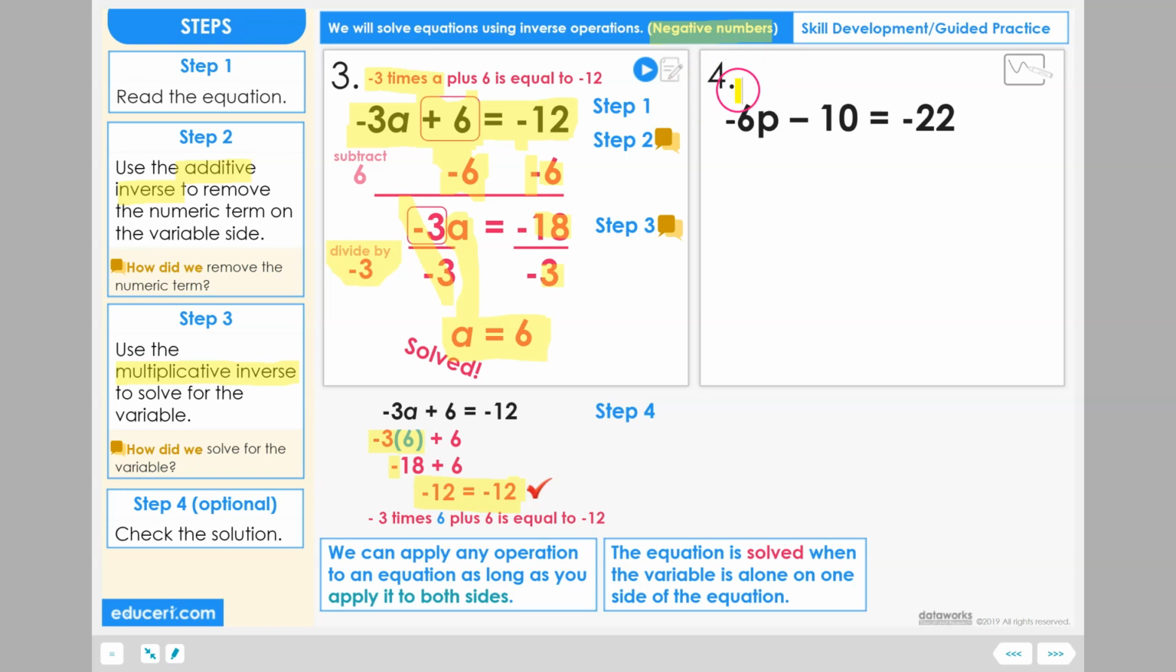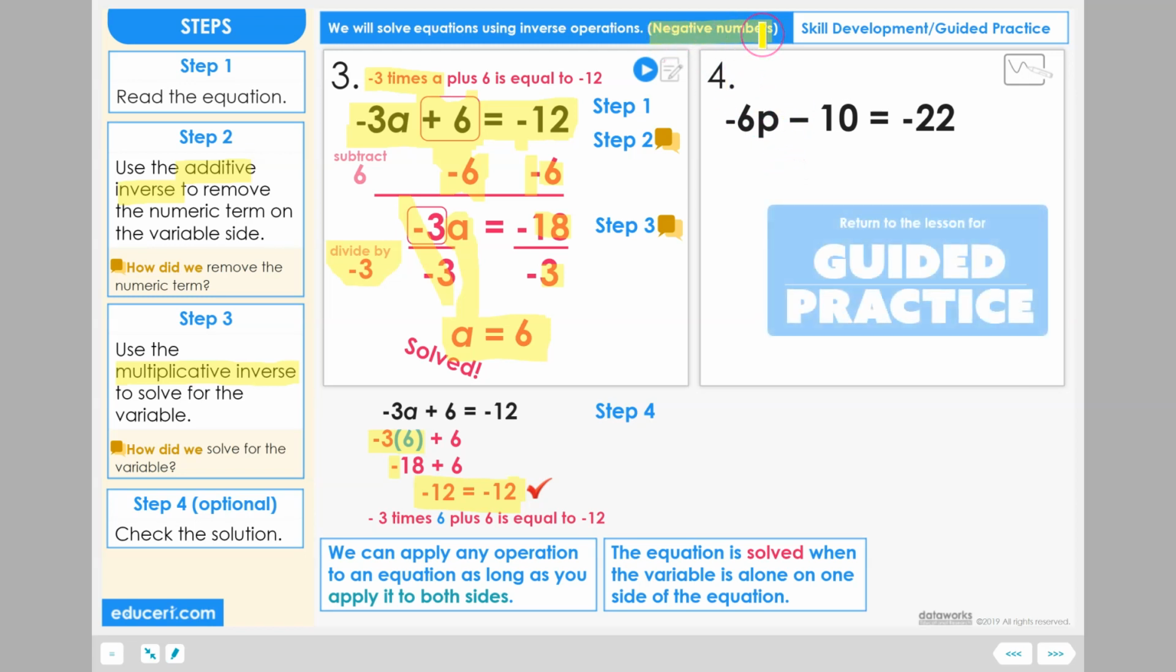You are now ready to solve the equation in problem number 4 using inverse operations and being careful with using your negative number calculations.